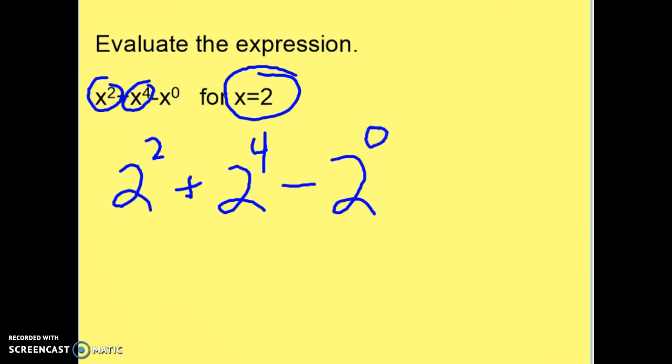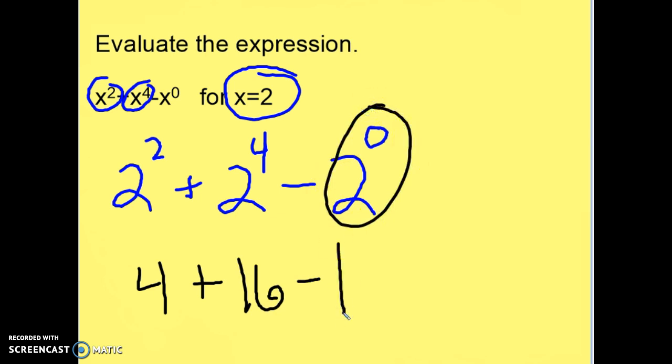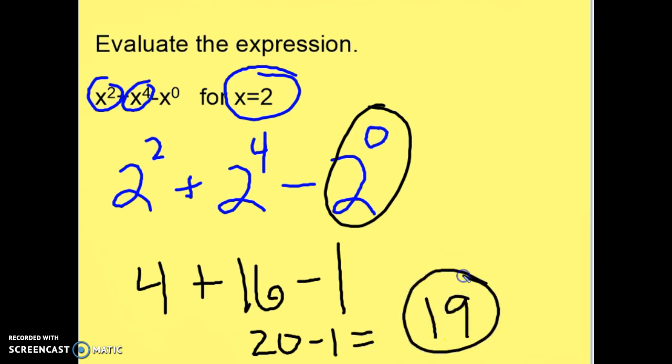Now we can go ahead and simplify. So 2 squared we know is 4, and then 2 to the 4th power would be the same thing as 2 times 2, which is 4, times 2 is 8, times 2 more is 16, and then anything to the power of 0 is 1. So we have 4 plus 16 gives us 20, and 20 minus 1 gives us the final answer of 19. So when you see problems like this where it says evaluate the expression, just know you're substituting whatever x is, or whatever the variable is equal to, into the problem to continue to solve.